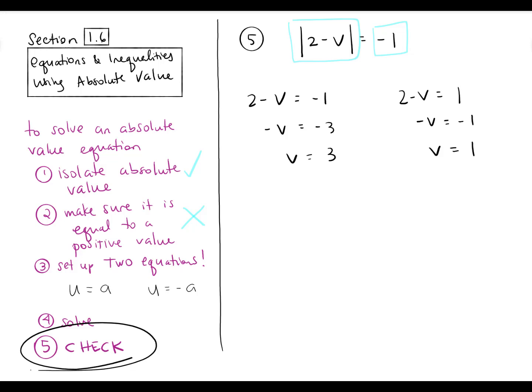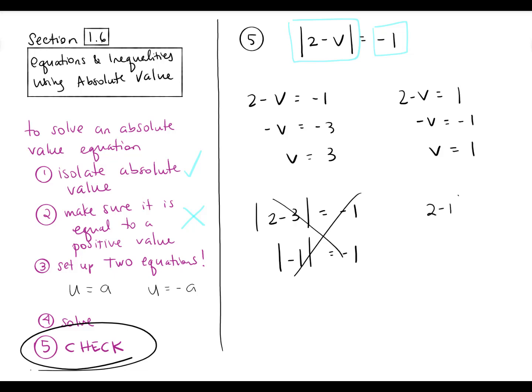And so let's try it. 2 minus 3 is equal to -1. So you get the absolute value of -1 is equal to -1, which is also not true because the absolute value of -1 is +1. So we'd have to throw this one out. And then we do the same thing here.